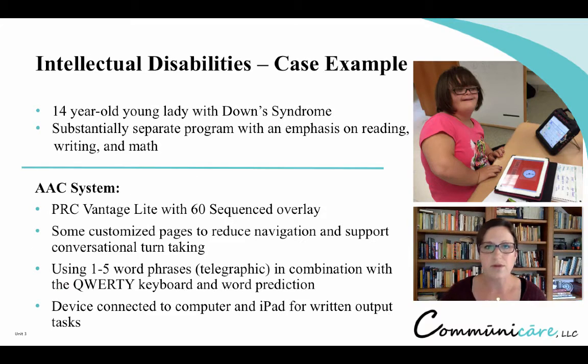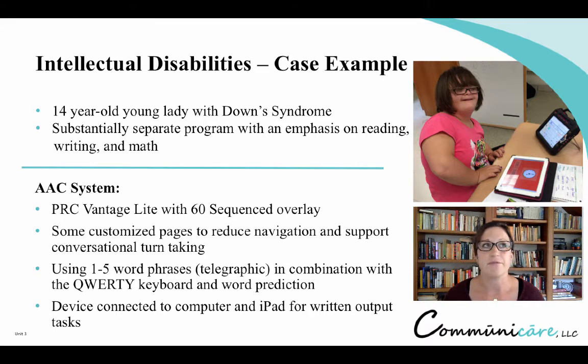Okay, so we have a case example here of a 14-year-old young lady with Down syndrome. She's in a substantially separate program which has a really heavy emphasis on reading, writing, and math. She likes to read. She can read a lot. And her AAC system is really well designed to help capitalize on her reading strengths. She has a Panoramic Vantage Lite with a 60 sequenced overlay. There are some customized pages that have been included to reduce navigation to support conversational turn taking.